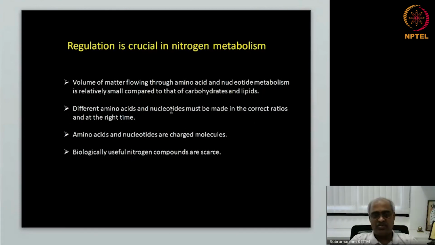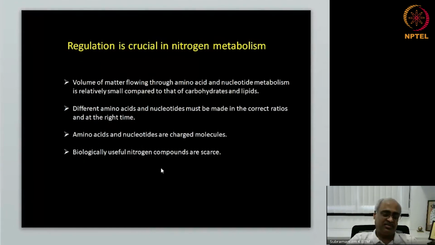Same is the case with nucleotides. And a third point is amino acids and nucleotides are charged molecules. These have phosphates attached and therefore they are significantly acidic molecules. And these have amino group and carboxyl group, both are charged molecules. And when you are playing with charged molecules, you can't have too much of them, then you will create electrochemical gradients. So therefore, this needs to be tightly regulated.